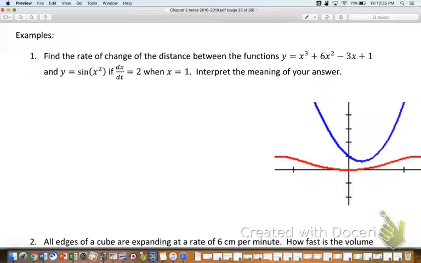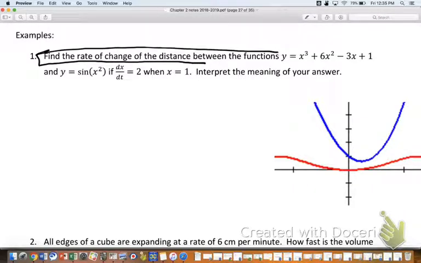Of the distance. And so as I start to read this over, I am definitely going to put a box around that: find the rate of change of the distance, and you could say between the functions, I suppose. So as far as how I'm supposed to interpret that, I think we need to go to our picture, maybe do a little bit of labeling.